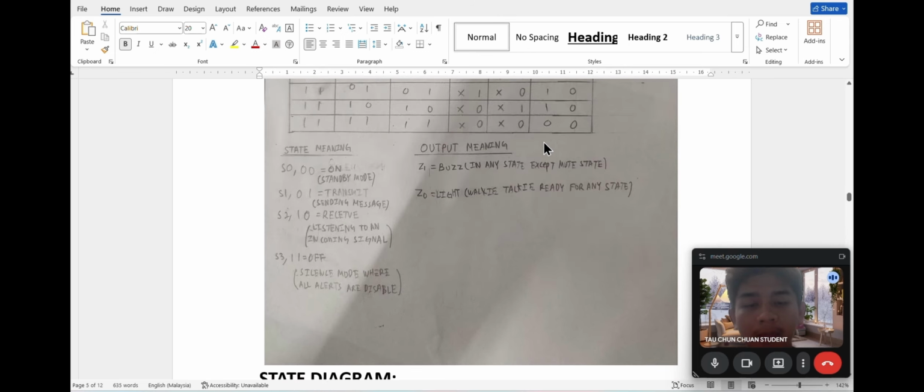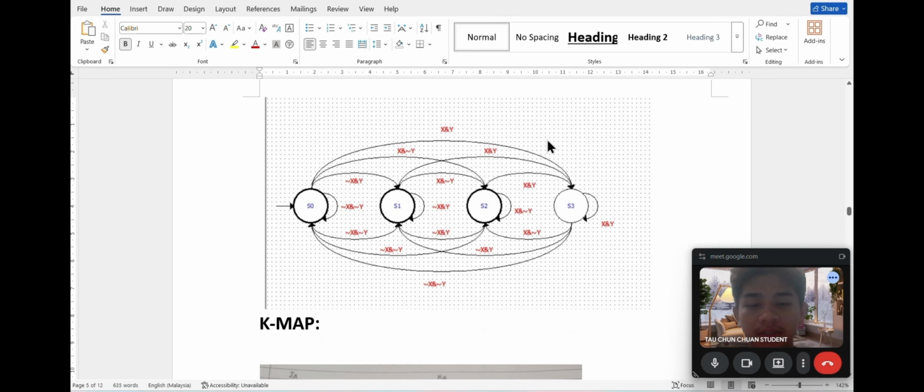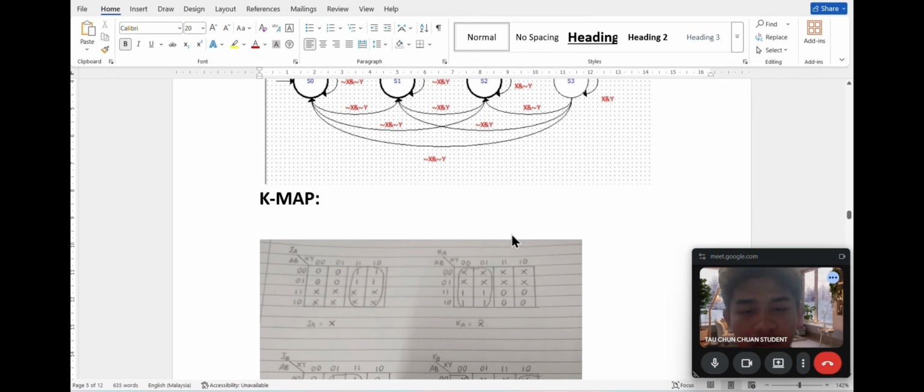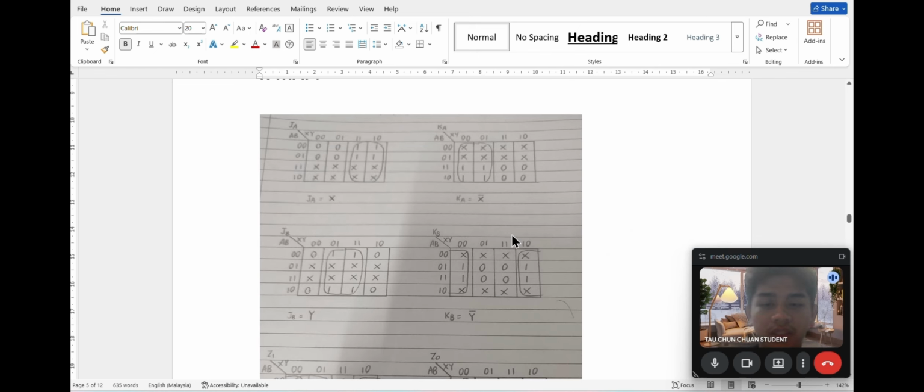Okay, now I want to talk about my part. I created this state machine based on the state diagram. After that, we move to the K-map part. Then I want to talk about K-map JA. I circle X output in one circle, so the JA equation is X. And then for KA, I also circle X output in one circle.